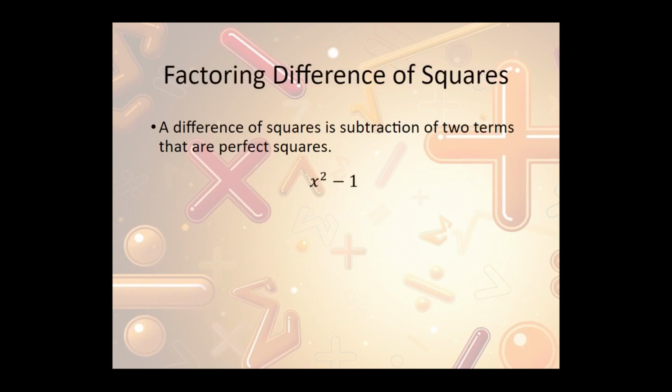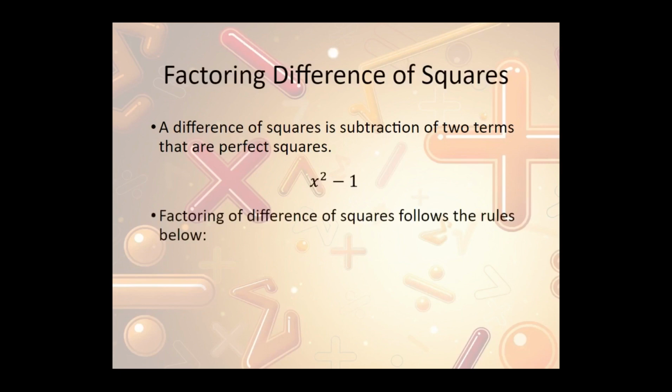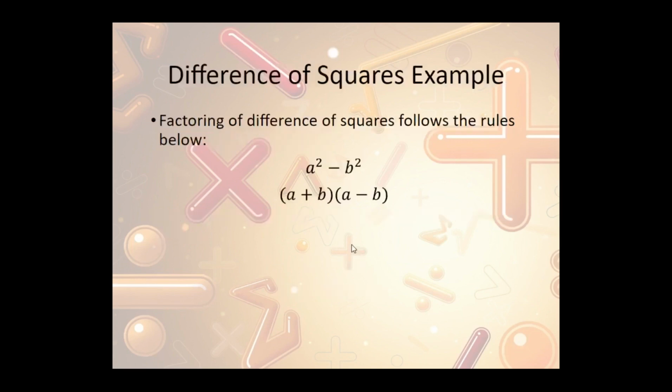So how do we factor a difference of squares? We're going to use the following method. Anytime we have a number squared minus a number squared, it becomes a plus b times a minus b. It's just something you have to memorize. So a squared minus b squared is equal to a plus b times a minus b. Let's look at an example.